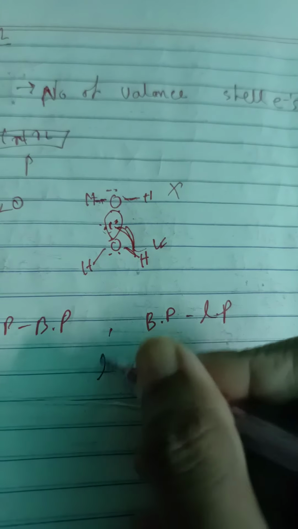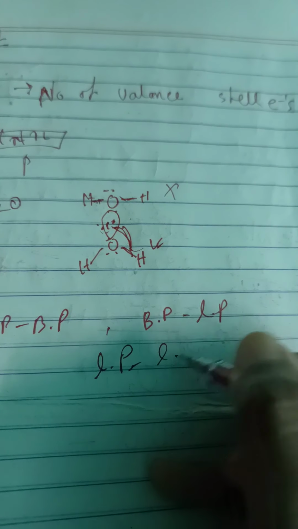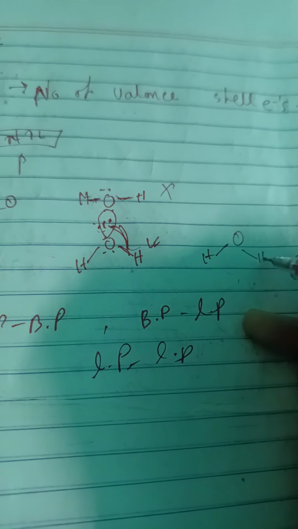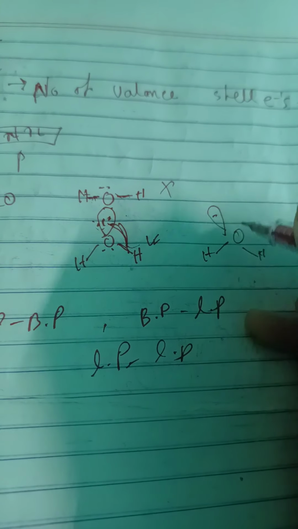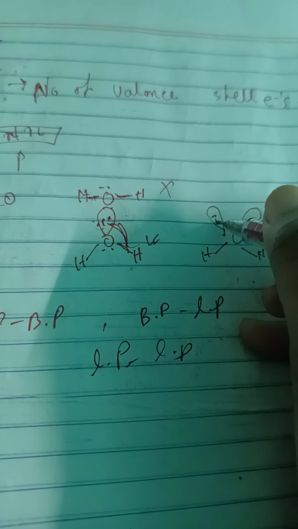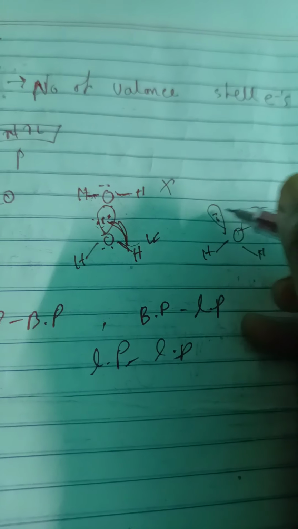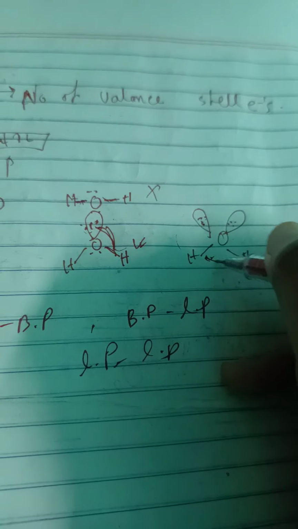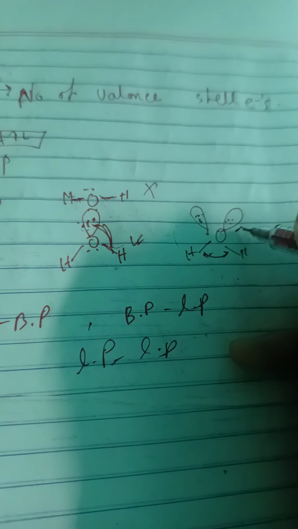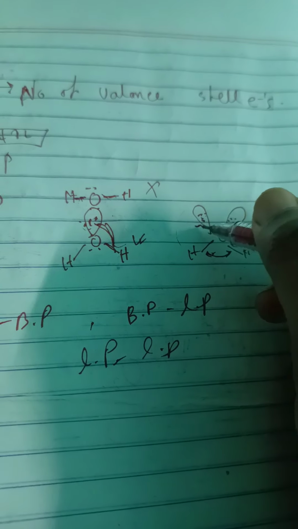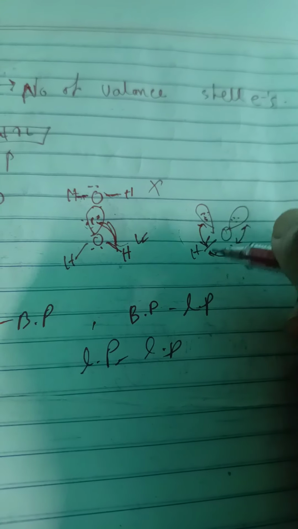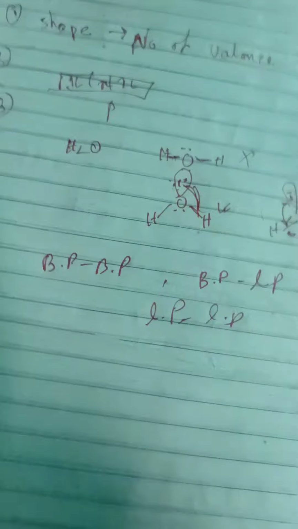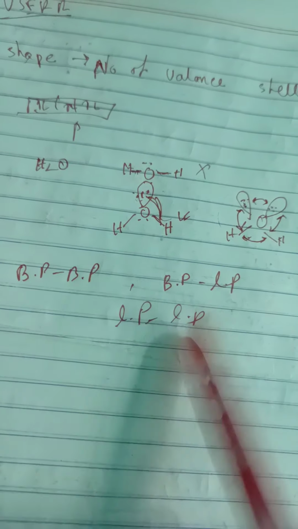What can be the other repulsion? Lone pair and lone pair. For example, if I write the structure of H2O like this, suppose I am drawing the lone pairs like balloons, these two can also repel each other. So how many repulsions are present? One is between bond pairs. One is between bond pair and lone pair. Here also bond pair to lone pair. Here it is lone pair to lone pair. So many different types of repulsions are there: bond pair, lone pair.